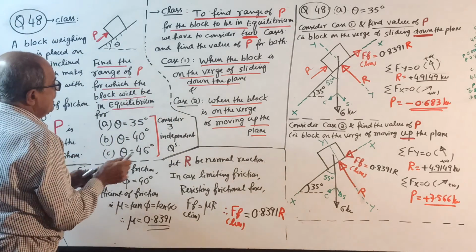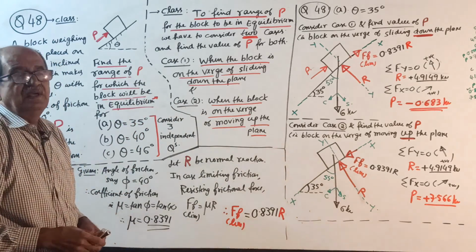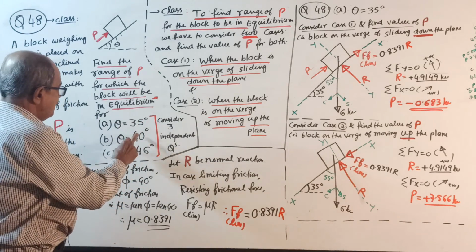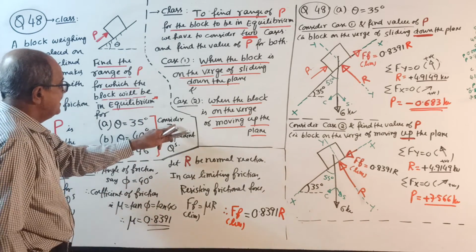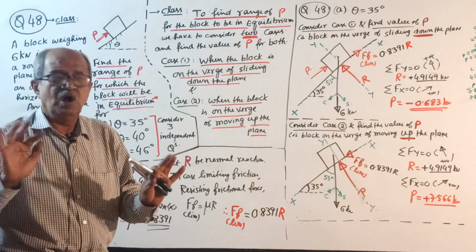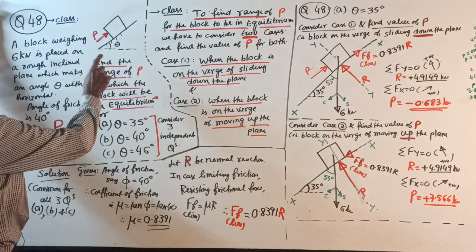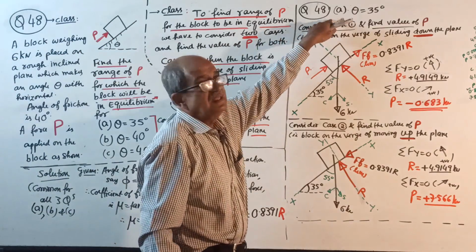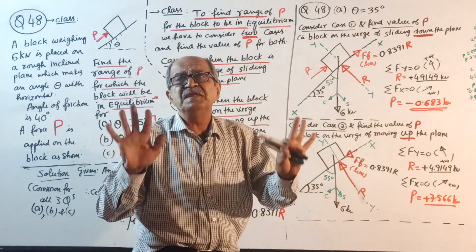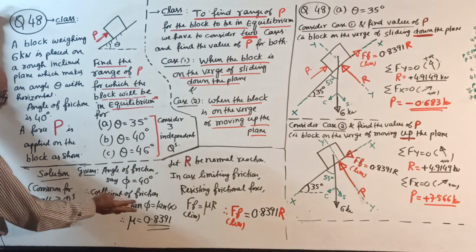You can make a note here: block will be in equilibrium. Later I will write. Block will be in equilibrium for theta 35 degrees, 40 degrees, 46 degrees. Consider 3 independent questions. Now, before I start solving, make a note. Solution: you have to solve 48A, then 48B and 48C. For all the 3 questions, see here, common for all the 3 to save time.